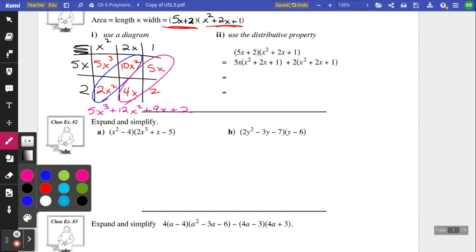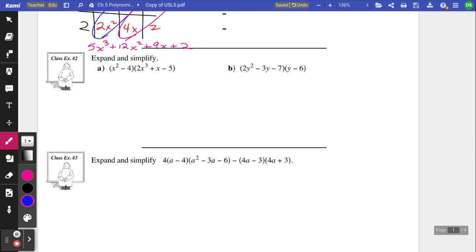Using the distributive property, I won't do this question over here. Doing this over here, you would take the 5x and times everything. And then you would take the 2, sorry, and times it by everything. Let's not do it. Actually, we'll do one. So we already have that answer written down. So let's do this question, example number 2.